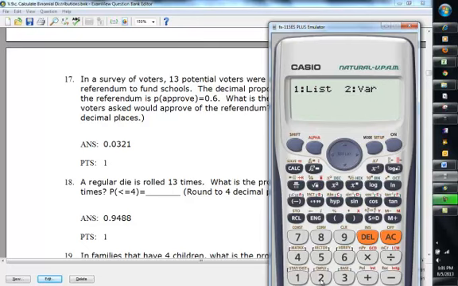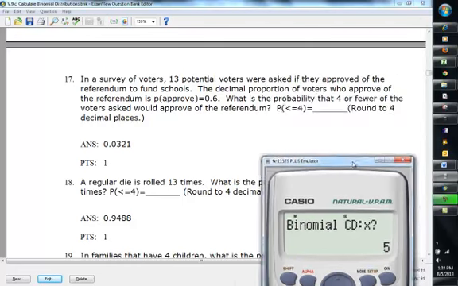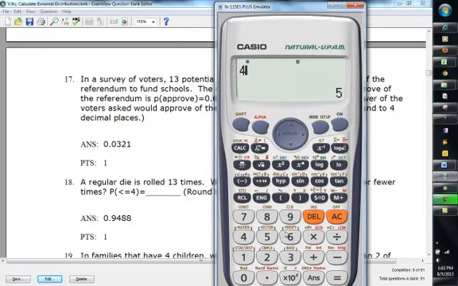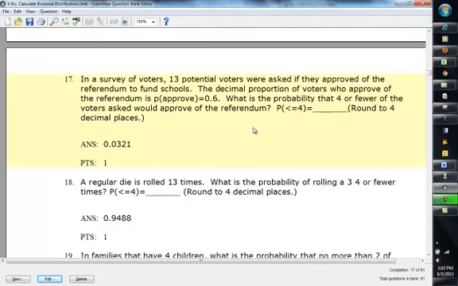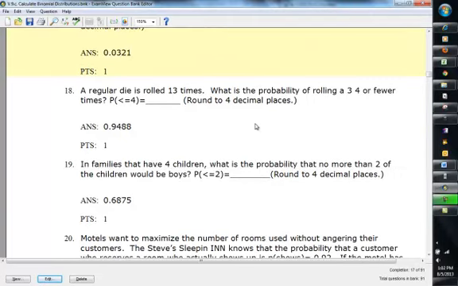The choices are yes or no, approve or disapprove, and we want to know that 4 out of 13 approve, and the probability this time is not 0.5 but 0.6, and we get 0.032 would say yes. Out of the 13, only 4 or fewer would say yes.